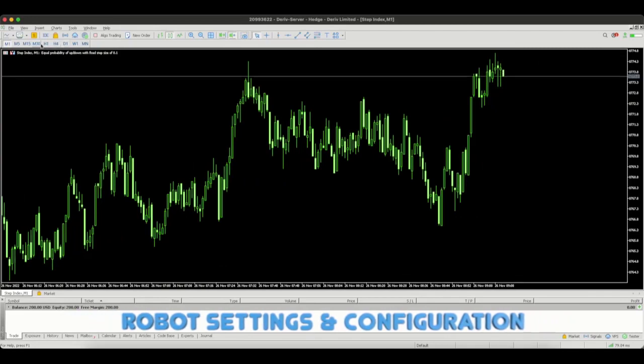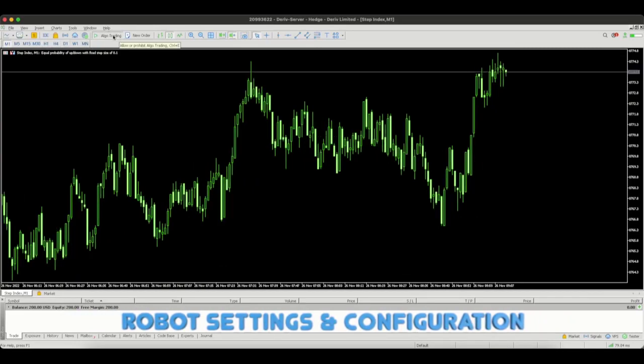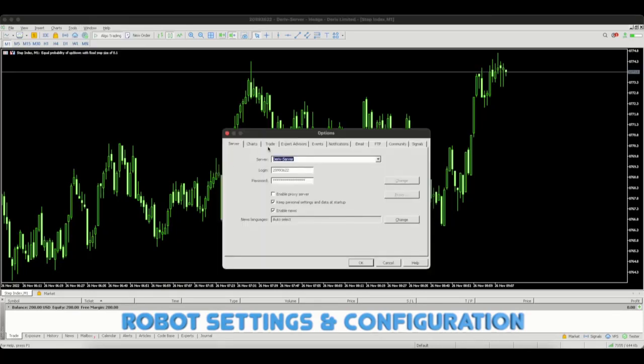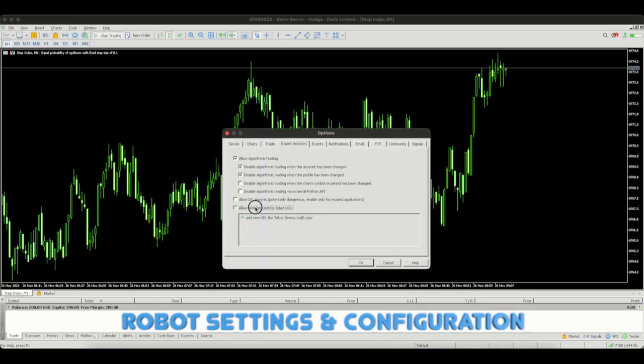First things first, switch on auto trading mode on MetaTrader 5. On Tools, click on Options, go to Expert Advisors and tick the boxes to allow DLL imports and allow web request. Click OK to save.